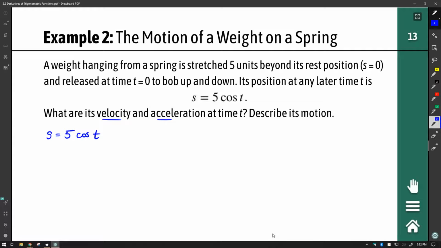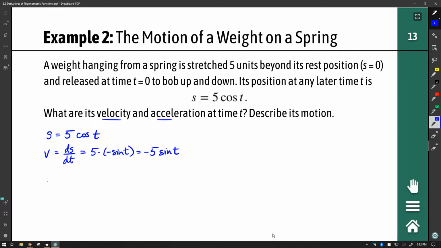So we know that the position s is given by 5 cosine of t. Let's talk about the velocity. So we know the velocity is the derivative of position with respect to time. So velocity is ds/dt. So the derivative of 5 cosine of t, the 5 comes along as a multiplier. The derivative of cosine of t is negative sine of t. And so that means the velocity function is negative 5 sine of t.